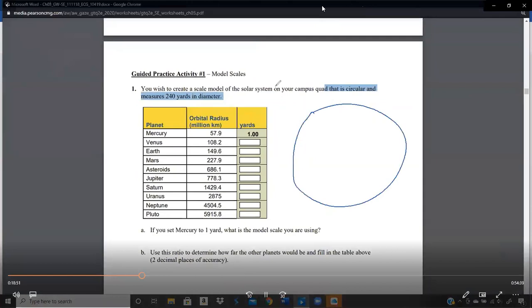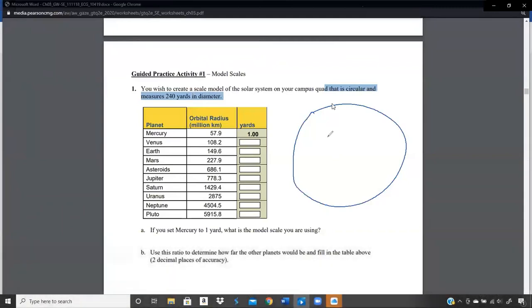But maybe your quad isn't circular. Maybe your quad is a rectangle and it's just the model you're going to build inside of it that is circular. That would be another way to rationalize that too. And it makes a little more sense that way, in my opinion. And it measures 240 yards in diameter. So we've got this circle, and the diameter, which is the distance from end to end going through the center, that's 240 yards. Okay, so that distance is 240 yards.